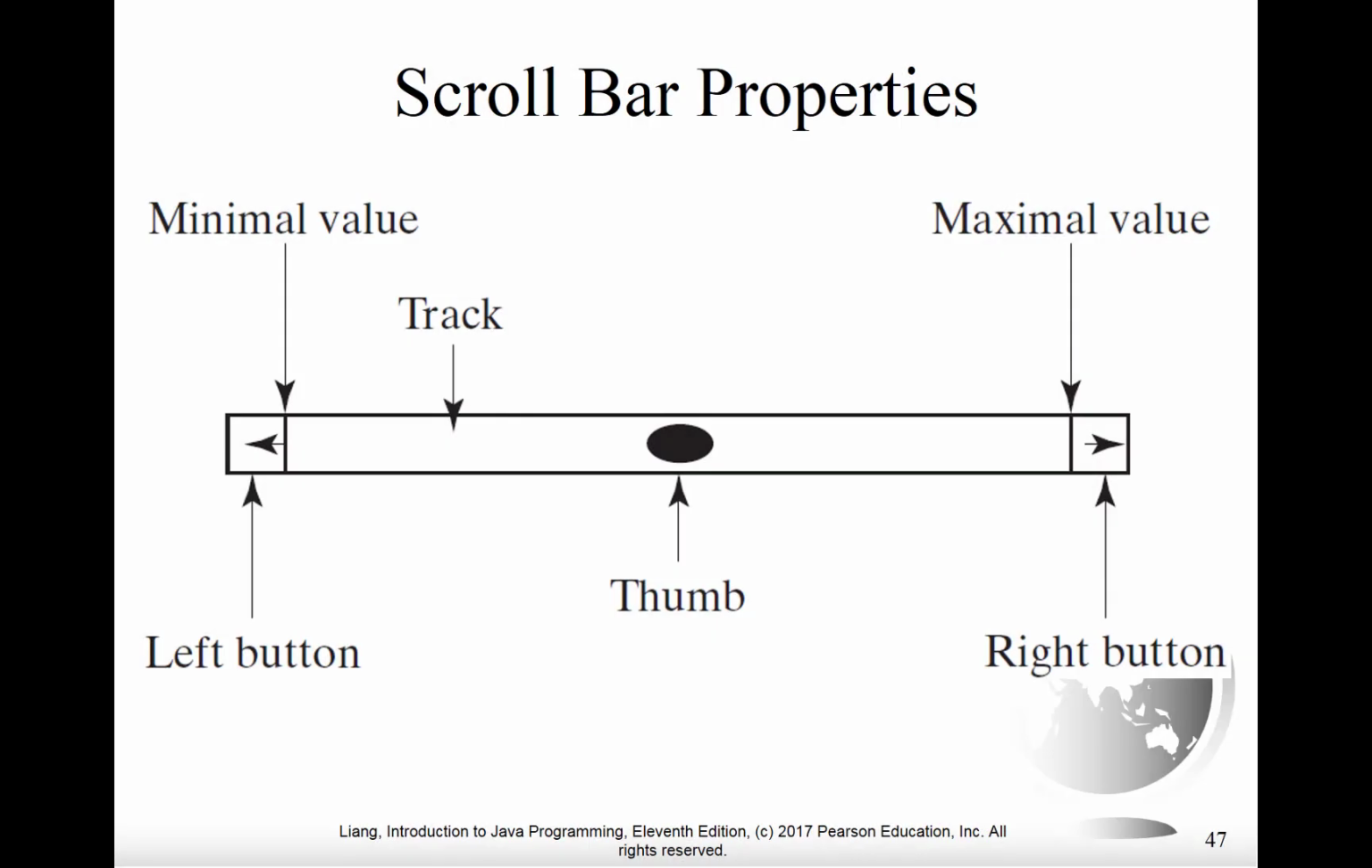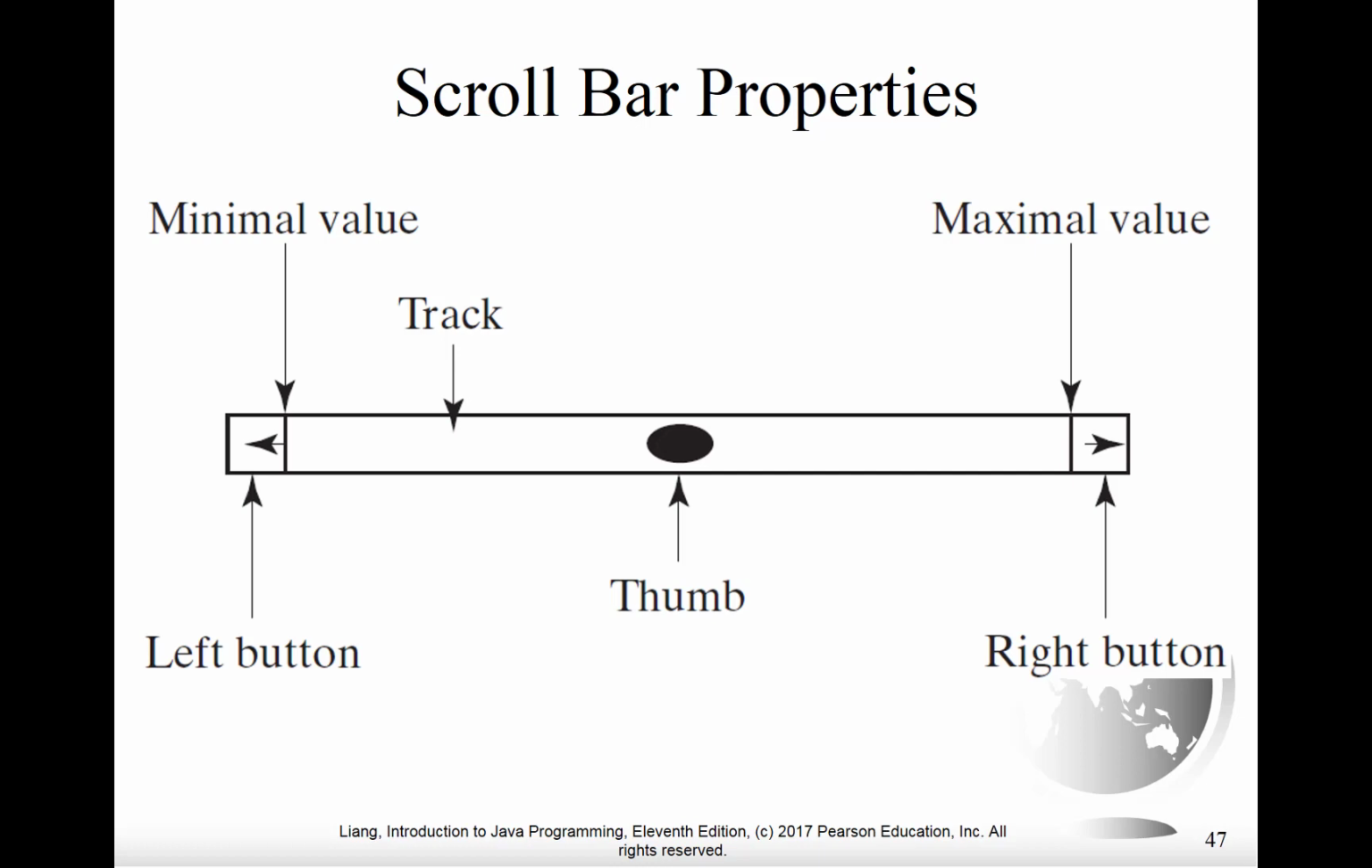Here are the parts of a scroll bar. These are all represented by properties that have property values, of course. The thumb is the thing that you would move back and forth by clicking and dragging with the mouse. You can also get it to move from within the program by doing an increment or decrement, and you saw that in the UML diagram on the previous slide. You can also click the left button or right button portion to get the thumb to move.